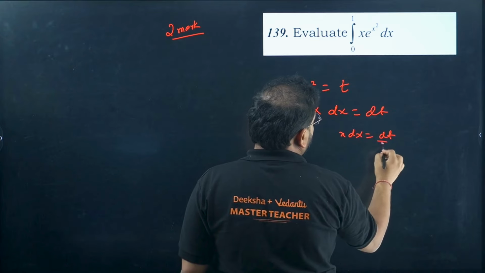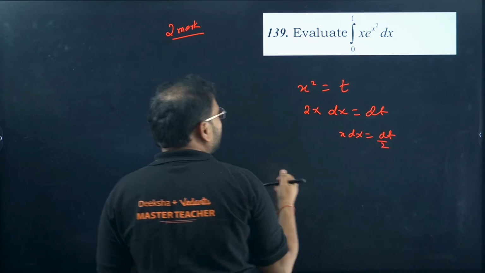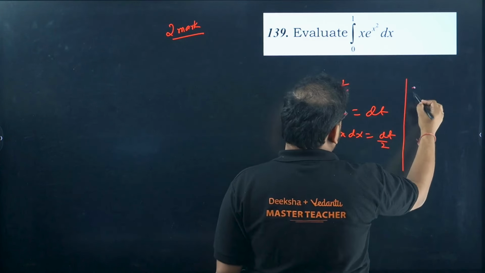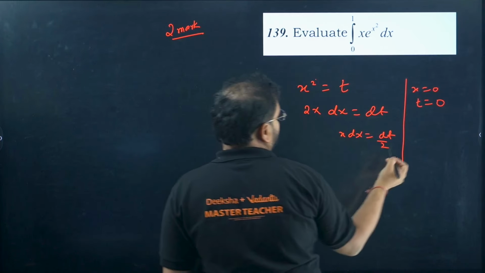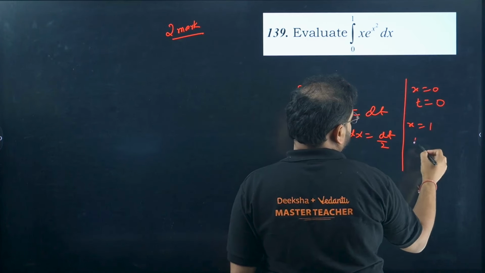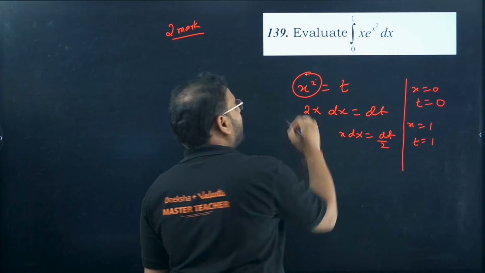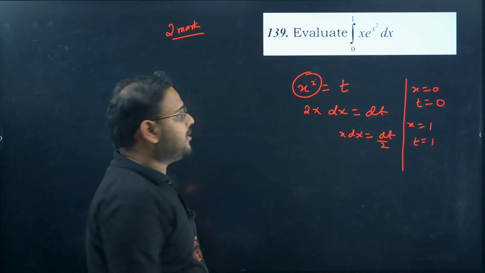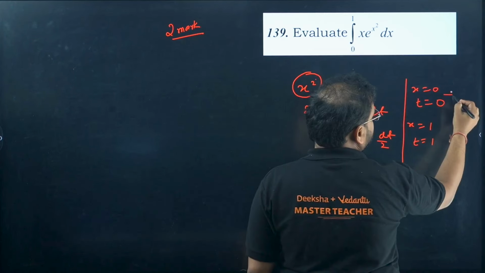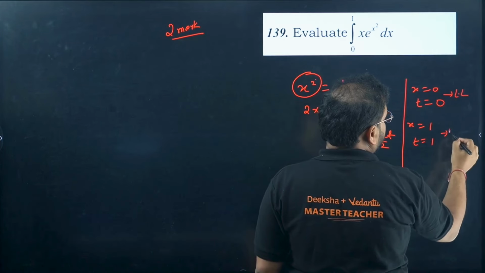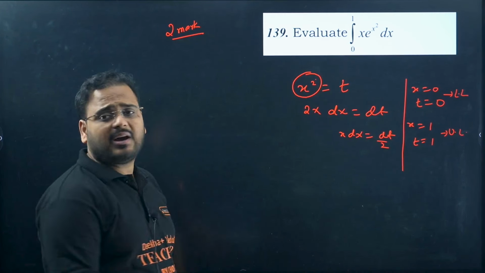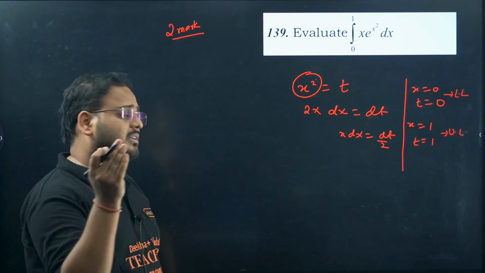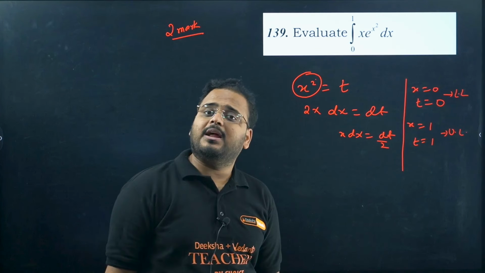So far so good. Limit change, we can do that. When x is 0, t will be 0 because we have a square of 0. When x is 1, t will also be 1 because the square of 1. So limit is defined now. This is my lower limit and this is my upper limit. Since it was easy to find the limits over here, I just chose to do that. Otherwise, I would have simplified it in terms of the original variable and used the same limit.